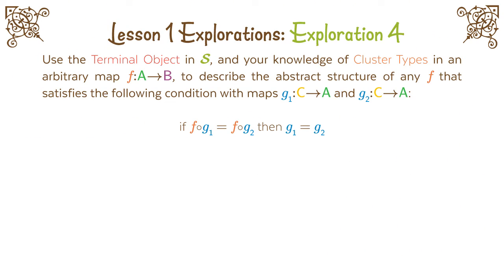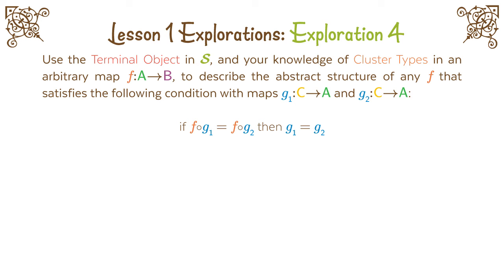Exploration 4 says, use a terminal object in S and your knowledge of cluster types in an arbitrary map F from A to B to describe the abstract structure of any F that satisfies the following conditions with maps G1 from C to A and G2 from C to A. If F following G1 is equal to F following G2, then G1 is equal to G2.